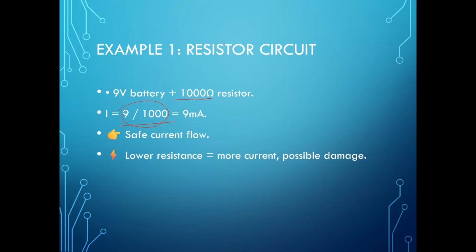So it means if there is low resistance, you will get more current and there would be a possibility of damage. What if the resistor was only 10 ohms? The current would be huge, right? Because the battery drains and the resistor will burn. So this is how it works.